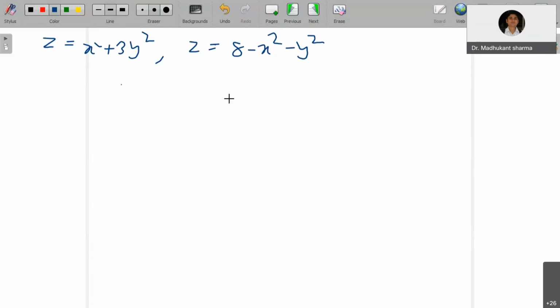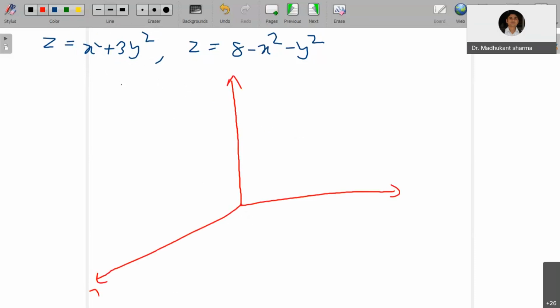Now let's draw these surfaces. The surface x square plus 3y square looks like an ellipsoid. That looks interesting. So this is x, y, and z. It's an ellipsoid, something like that.